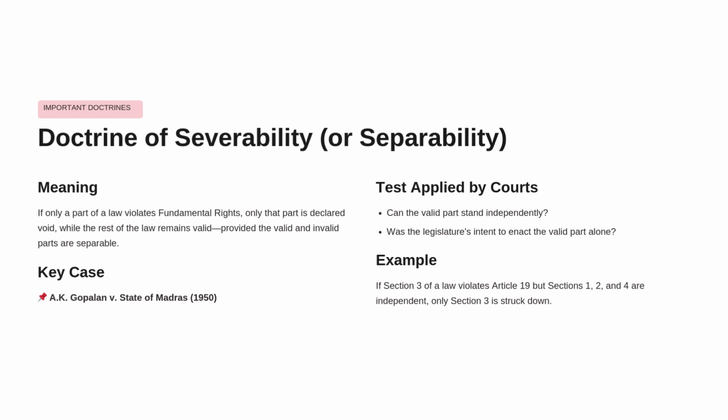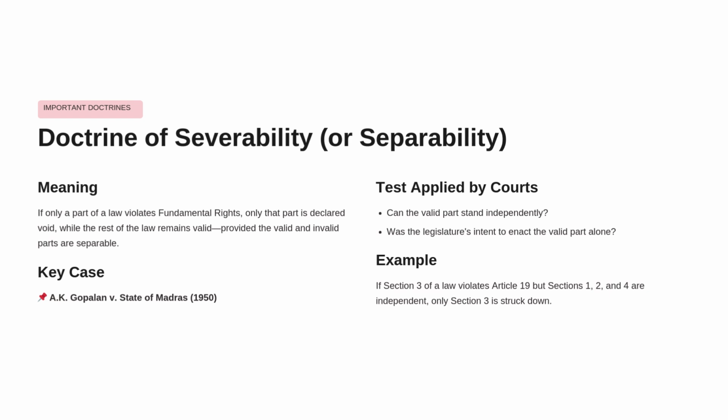Now let us understand the judicial doctrines evolved to apply Article 13 pragmatically over the years. So foremost we are going to talk about the doctrine of severability. Now, the doctrine of severability means that if only a part of a law violates the fundamental rights, then only that part or portion is struck down and not the entire law. The key case on this point was A.K. Gopalan versus State of Madras.